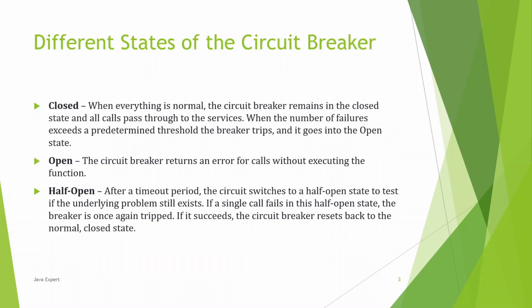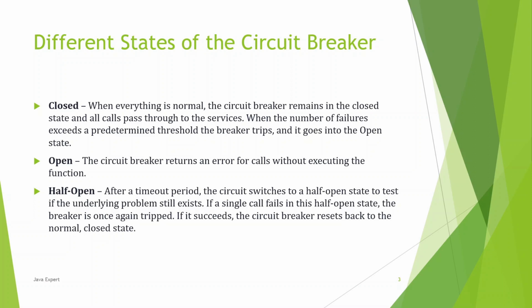We'll move to the next topic. There are different states of the circuit breaker. When you're going to implement a circuit breaker, you have different states. The first one is closed. When everything is normal, basically when we have microservice A and microservice B, and we're calling A to B, everything is fine. You're giving the request, you're getting the response. That state is called closed. Basically, the circuit is closed, so the API calls are continuously happening, right?